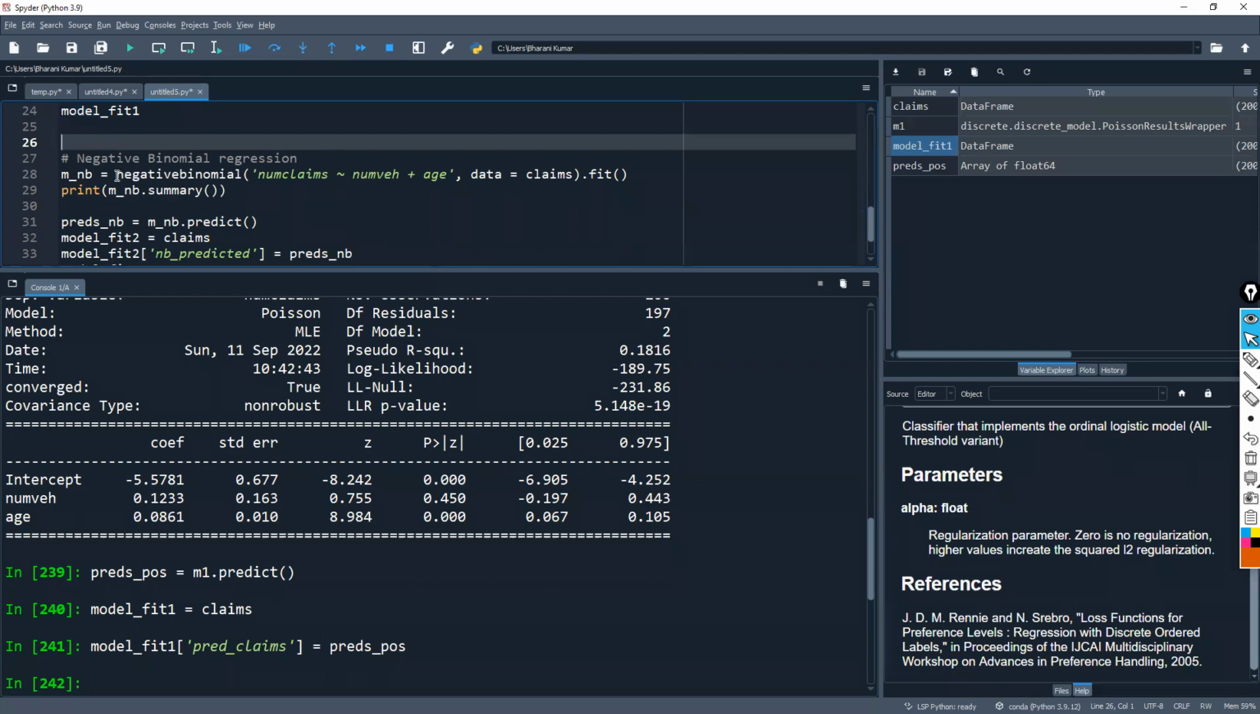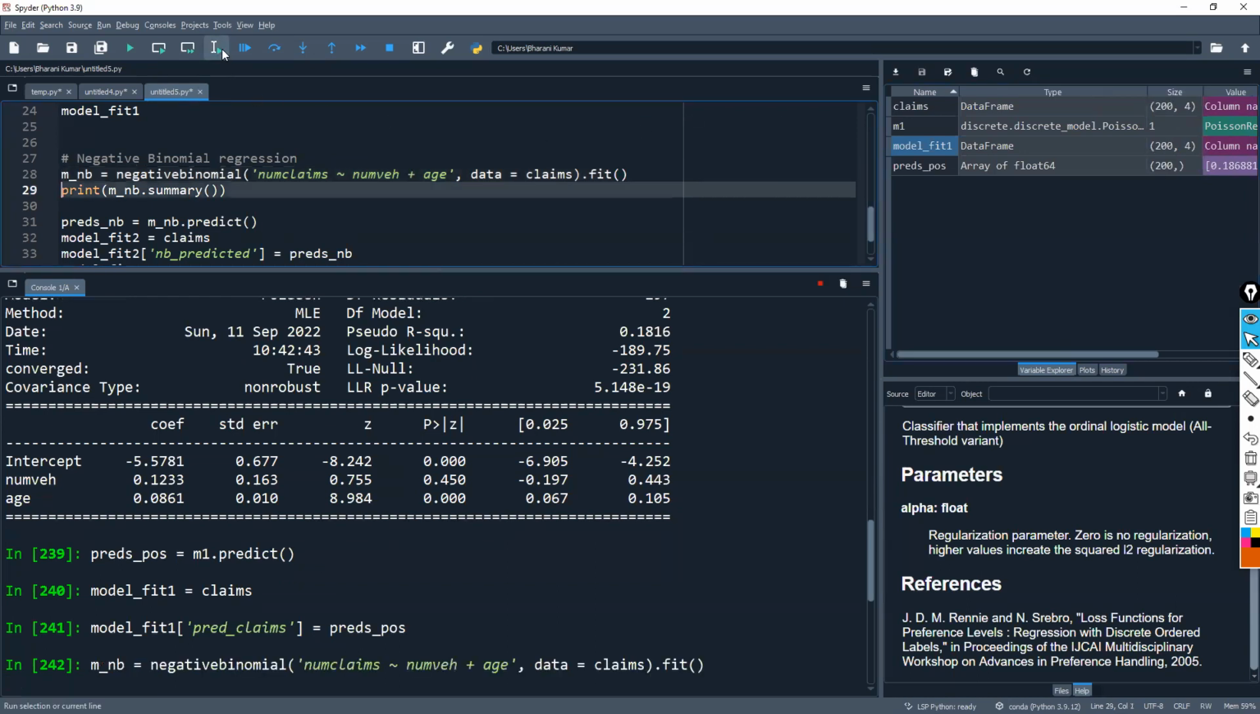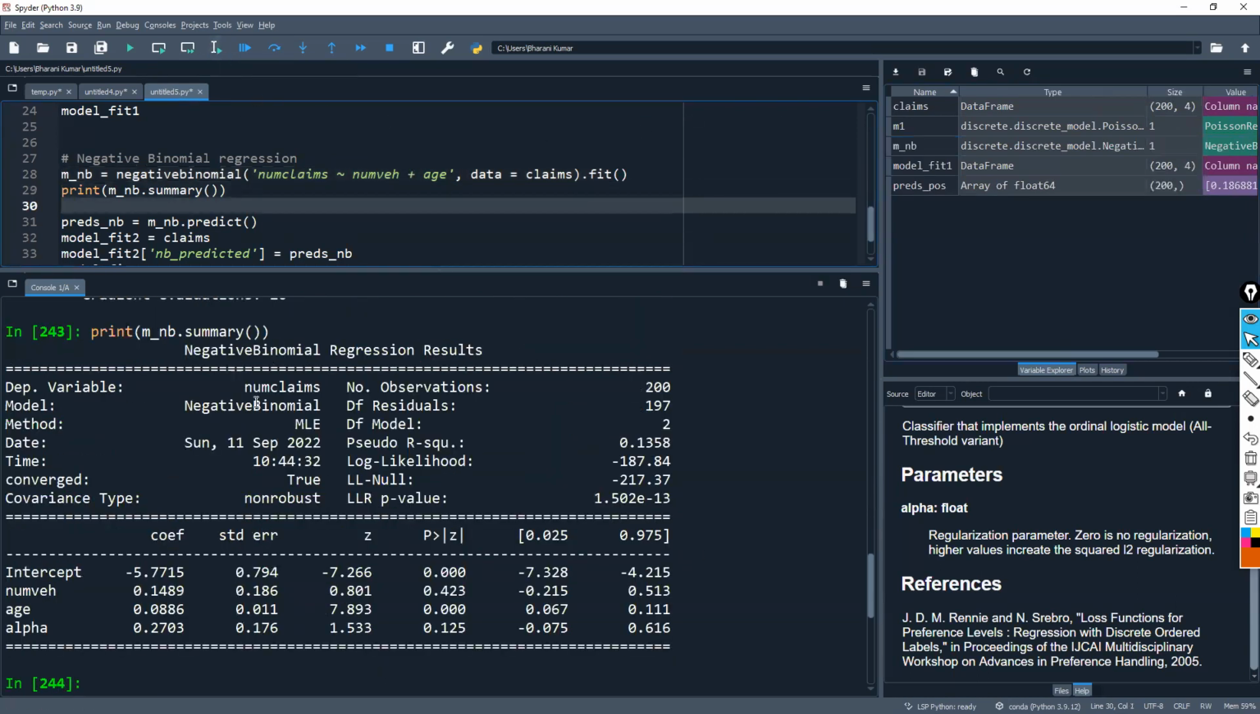And if you want to use negative binomial, it's very simple. Negative binomial of y tilde x1 plus x2. You want to build the model on the claims data set. You have a very small data set here, 200 observations, so I'm not splitting it into training and test. And if you look at the results, once again, you have log likelihood value. From that, you can figure out whether your model is good or bad. And then you have all the coefficient values, corresponding p-values.